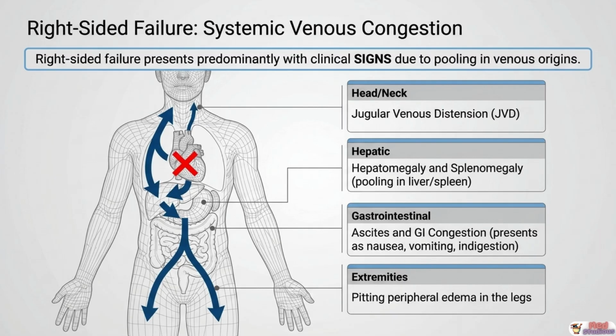In the gastrointestinal tract, congestion of the mesenteric veins produces intestinal edema, leading to anorexia, nausea, vomiting, and indigestion, symptoms frequently misattributed to primary gastrointestinal disease. Ascites develops from hepatic congestion and elevated portal pressure combined with hypoalbuminemia in chronic failure. In the extremities, elevated venous hydrostatic pressure forces fluid from capillaries into the interstitium, producing bilateral, dependent pitting pedal edema, classically worse at the end of the day after prolonged standing and improved after overnight recumbency.